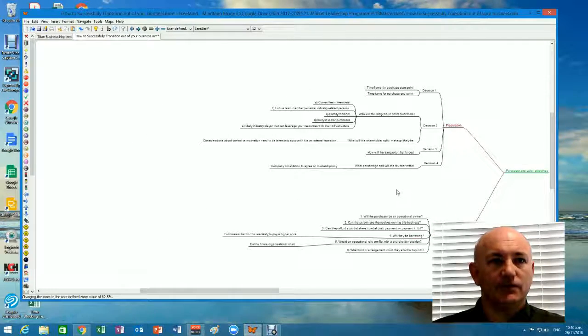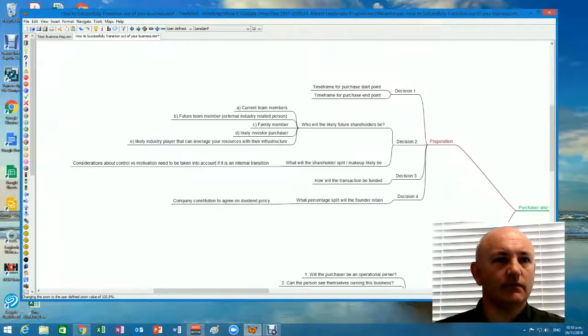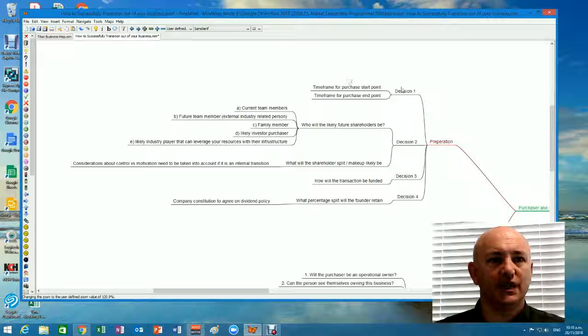Okay, so preparation. First of all, some of the things we have to think about are time frame for the purchase start point and time frame for the purchase end point. This is if we're trying to sell. Often we need to look at different kinds of potential buyers. They may be current team member, future team member, family member, likely purchaser, investor purchaser, or they might be a strategic purchaser, which is an industry player. So we need to establish who will the likely future shareholder be.